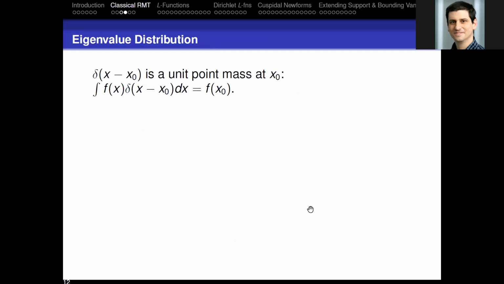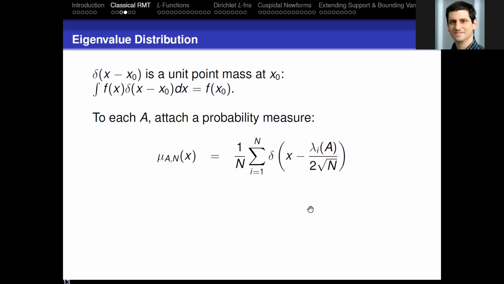So let delta be the Dirac delta function. This is a unit point mass at x naught. That means if we integrate f against delta of x minus x naught, it just returns f of x naught.